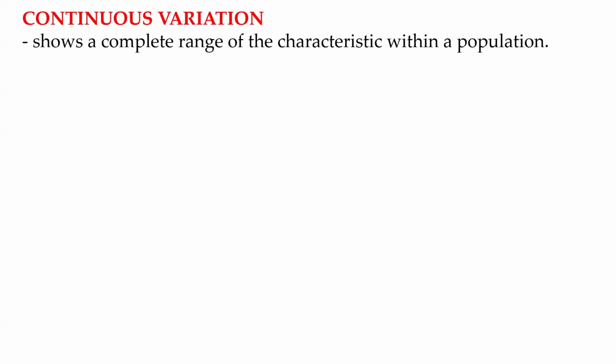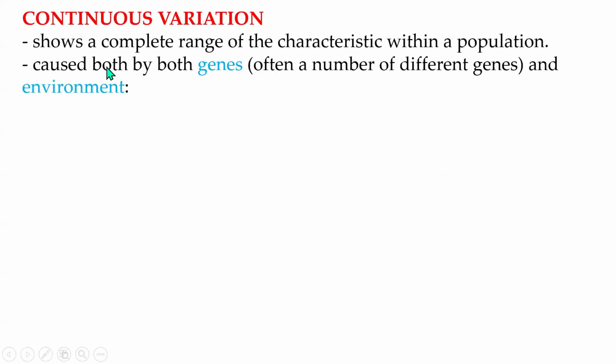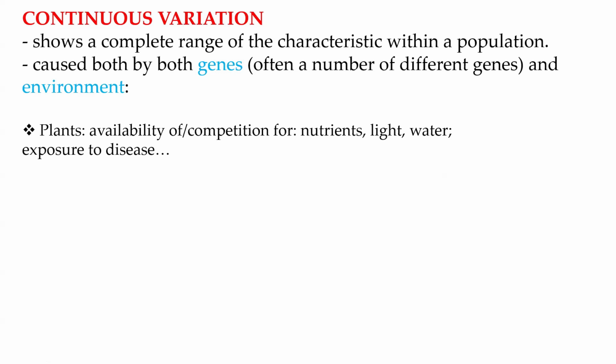without any break. Therefore, continuous variation is caused by both genes and environmental factors. Like for example, let's look at continuous variation in plants, like the availability of, or competition for, food, nutrients, light, water, or exposure to disease. If they are not available, it means that there will be competition. So this is an example of continuous variation.